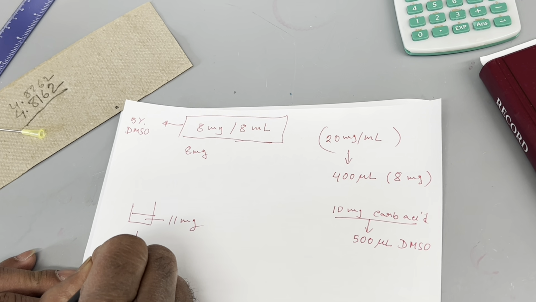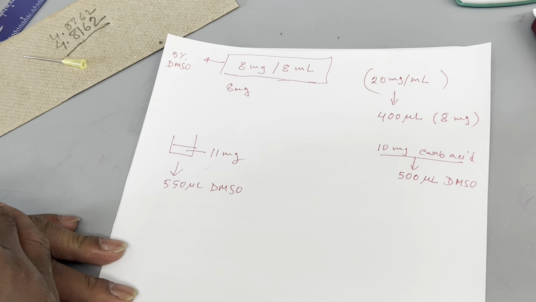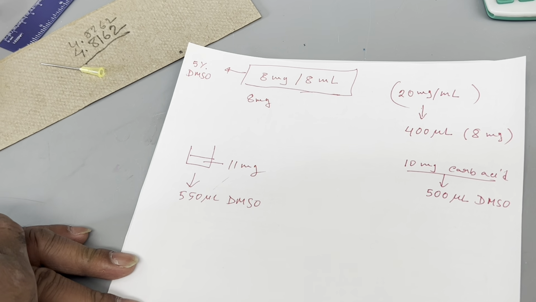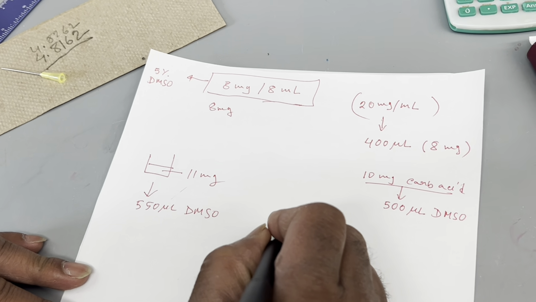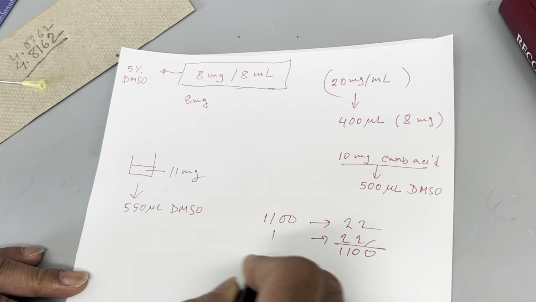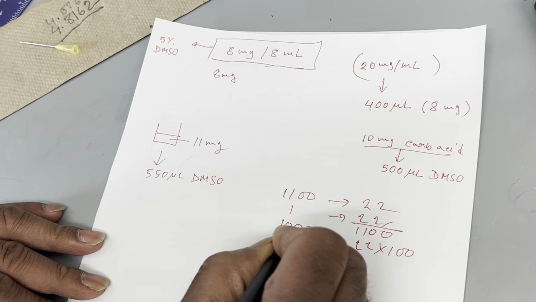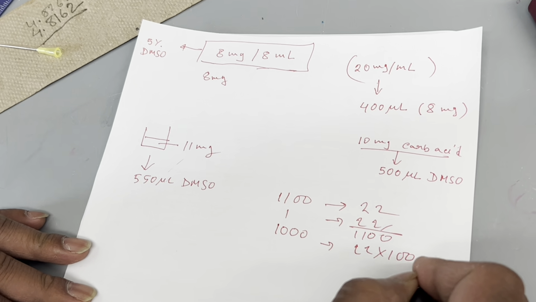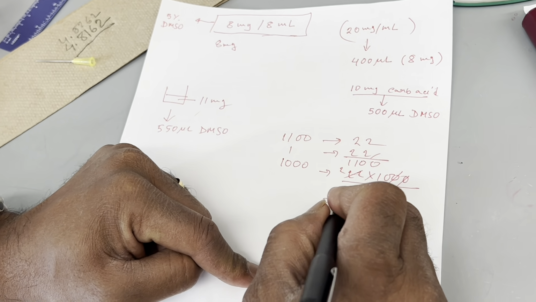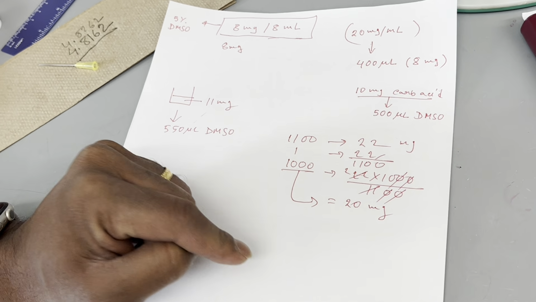Wouldn't it be 22? In that case it will be 1100 microliter, like 1.1 milliliter, which will have 22 mg. Our target is per milliliter, so 1000 microliter will have 22 times 1000 over 1100, which is 20 mg. So ultimately the concentration will be the same.